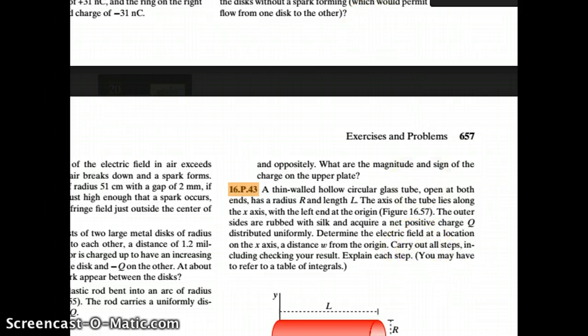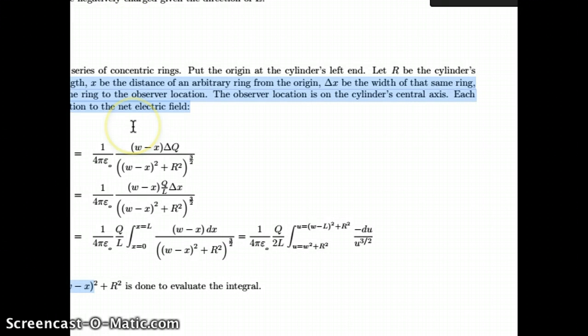So first, we should identify the variables. R is the cylinder's radius, L is the cylinder's length, x is the distance of an arbitrary ring from the origin. The change in x would be the width of that same ring, and w minus x would be the distance from the ring to the observer location. And the observer location is on the cylinder's central axis. So basically each ring will make a contribution to the net electric field.